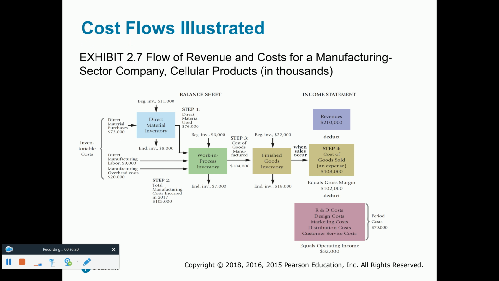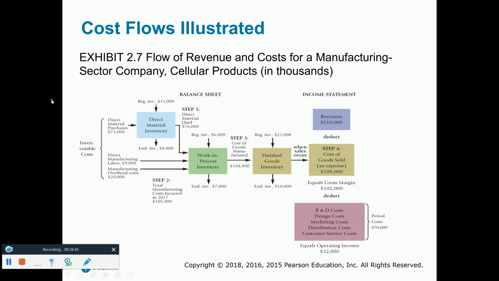All right, now some numbers. And I know the slide is a little small. Hopefully you can read these numbers. And like I said, the whole process is direct materials, direct labor, overhead. Once again, direct materials, direct labor, overhead. So let's follow this slide here.